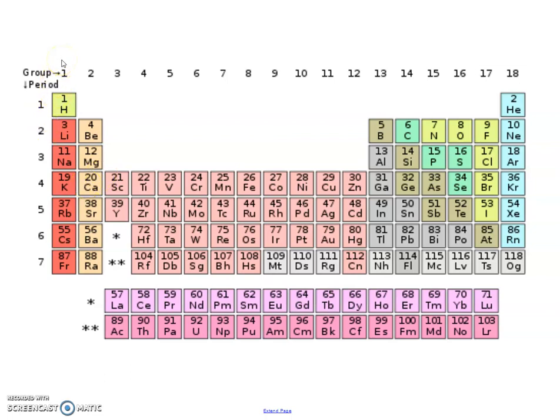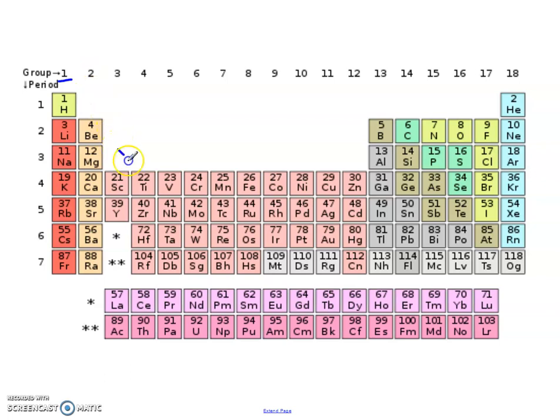Okay, so a nice easy way to know how many valence electrons are in an atom is to look at the group number that it's a part of. Everything that is in group number 1, including hydrogen, has 1 valence electron. It matches the group number. Every element that's in group number 2 has 2 valence electrons.